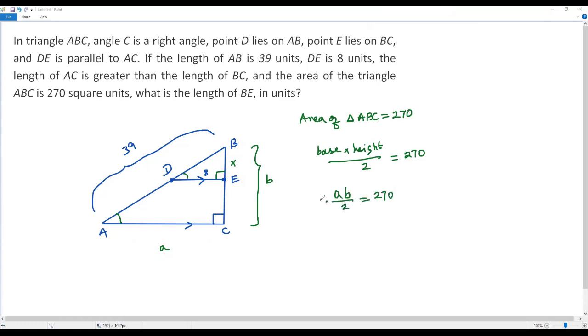Now let's multiply both sides of this equation by 2 to get rid of the denominator 2 on the left side. On the left side, this 2 will cancel out. We get a times b equals 270 times 2, which is 540. Okay, here I got the value of a times b.